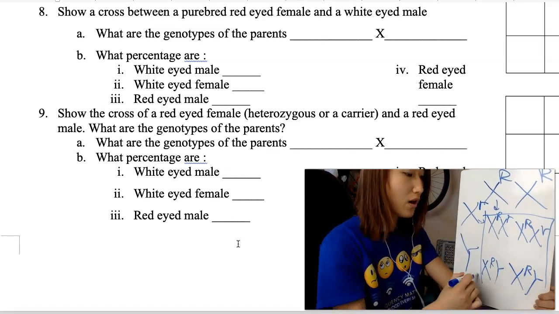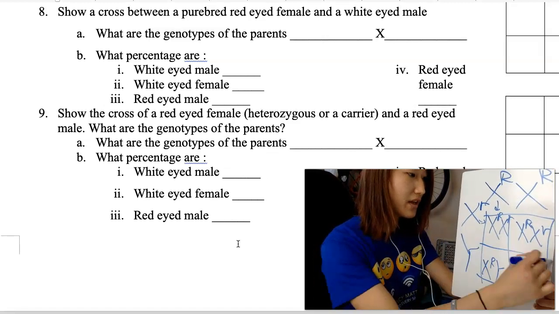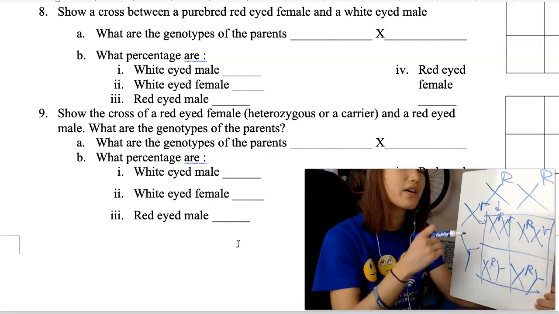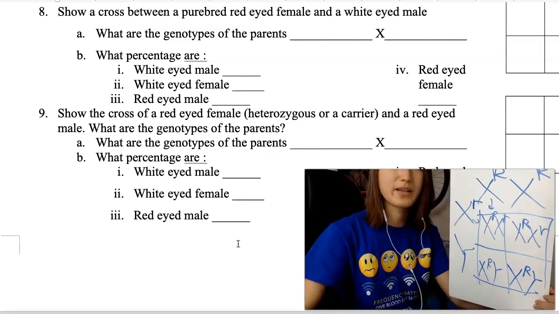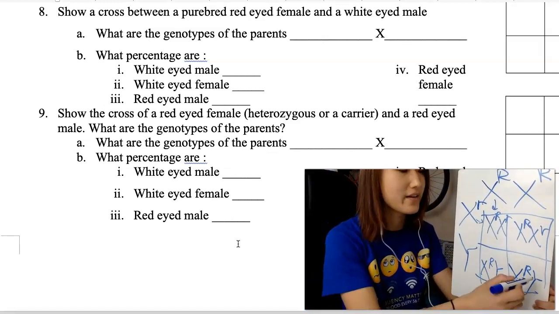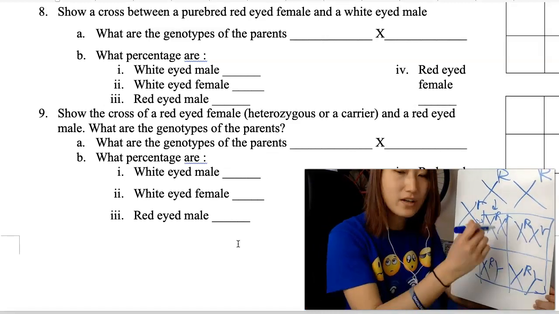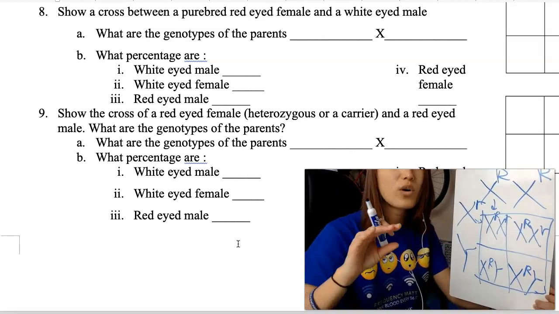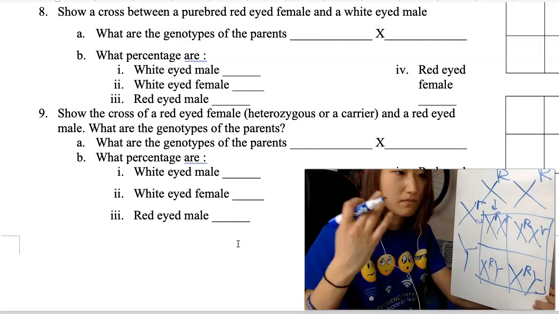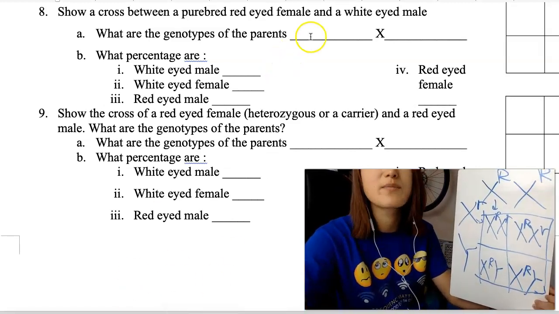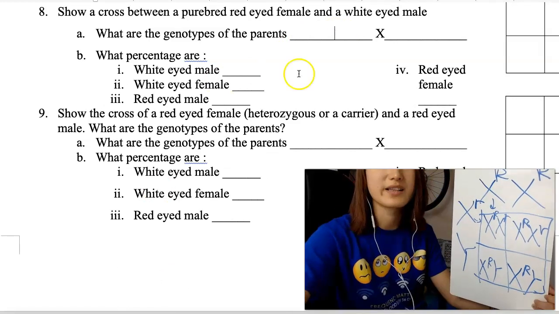So there are 4 possibilities of the offspring. That's what a Punnett square tells you, the possibilities, right? It doesn't mean that if you have 4 children, these are the 4 you're going to get. These are the chances of each one of these genotypes, right? Okay. So what are the genotypes of the parents? You can already write it down.